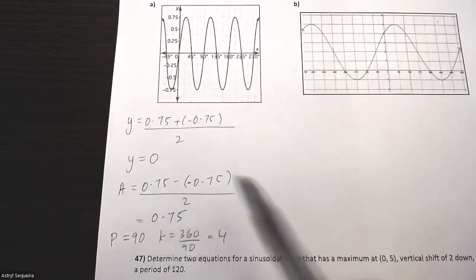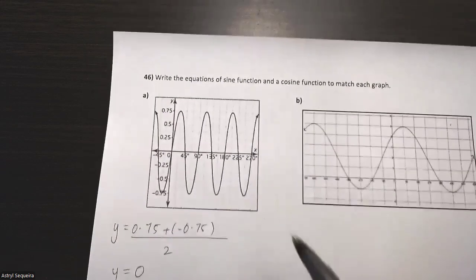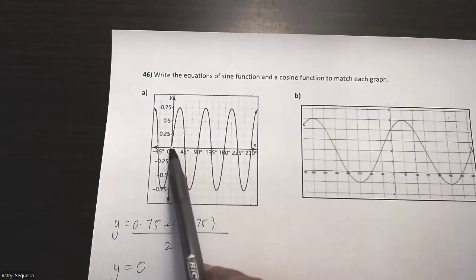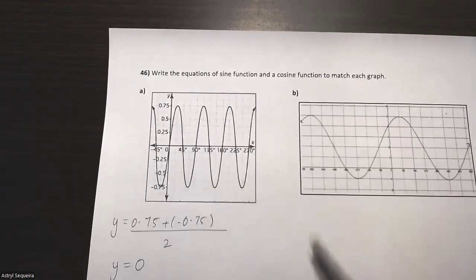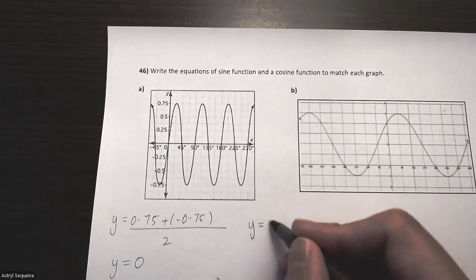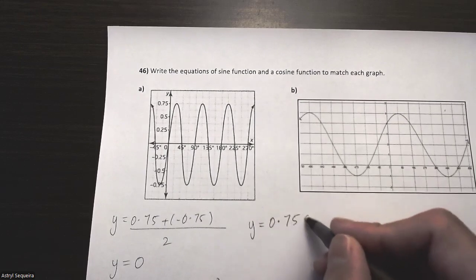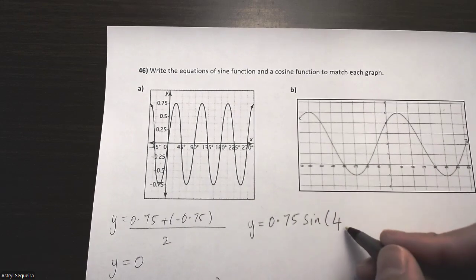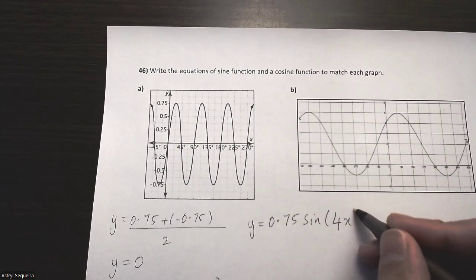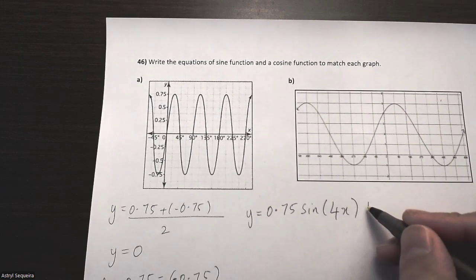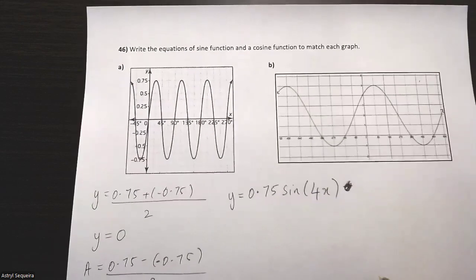And now let's start by writing the 2 functions for this one. Let's start with the sine function. I know that this graph has no phase shift. It just starts as a sine function. So y equals, my amplitude is 0.75 sine, K value is 4x. There's no phase shift for the sine graph. And then plus my equation of axis, which is 0, so I don't even need to write that.